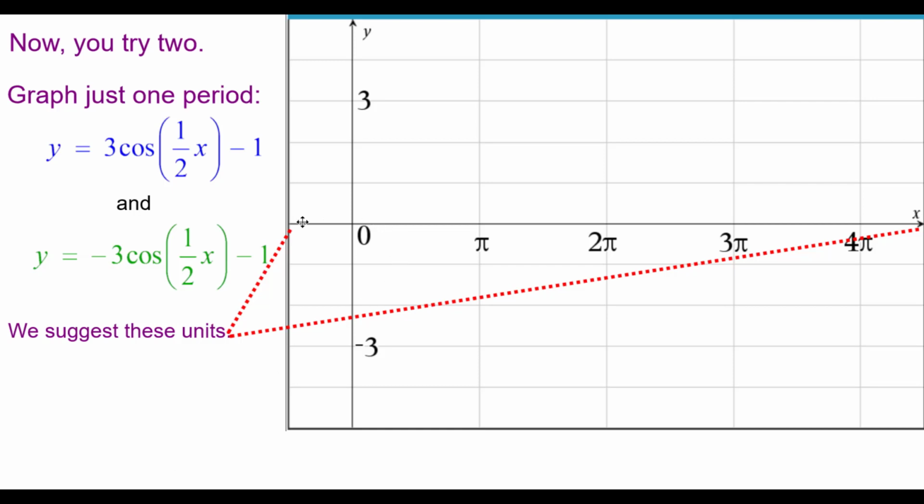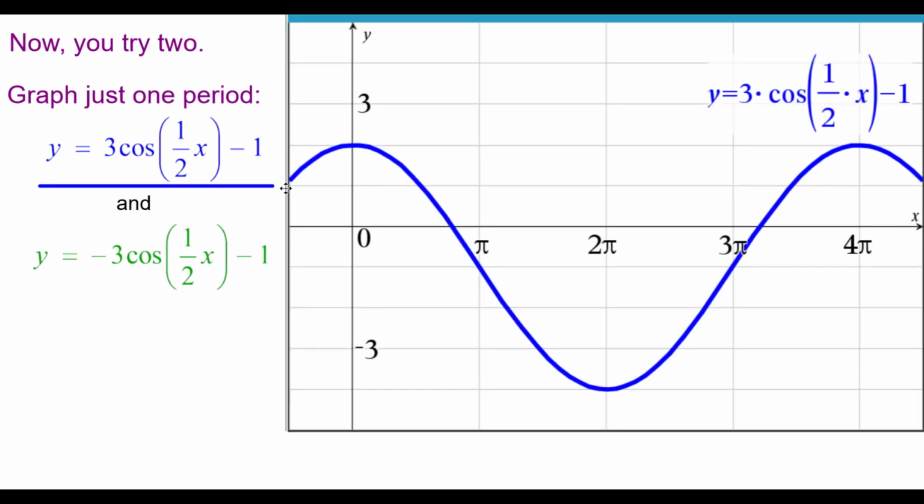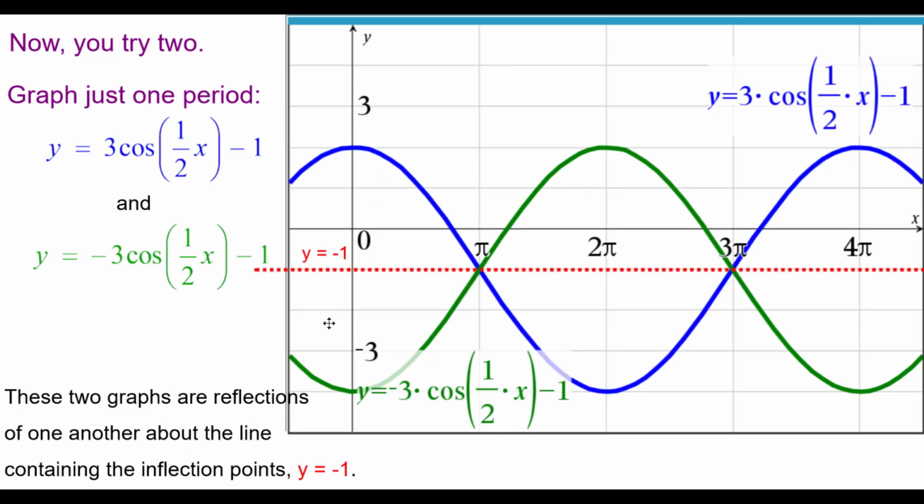So we're going to suggest these units right here, -pi over 2 to 9/2 pi. We're also going to go from -5 to +5. So this is the first one, 3 cosine of the quantity 1/2 times x minus 1. The -3 cosine of the quantity 1/2 x minus 1 is there, and you can see that these two graphs are reflections of one another about the line containing the points of inflection, y equals -1.